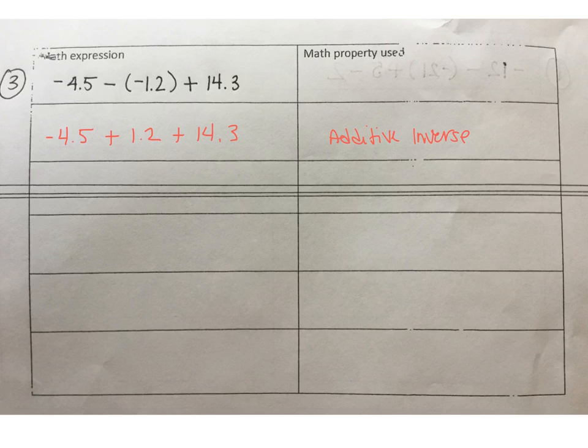We don't have to rearrange the numbers in any order to our liking because our 2 positive numbers are right next to each other. So let's go ahead and group those. Let's keep the negative 4.5, and let's go ahead and group the 1.2 plus the 14.3. And that will be our associative property.